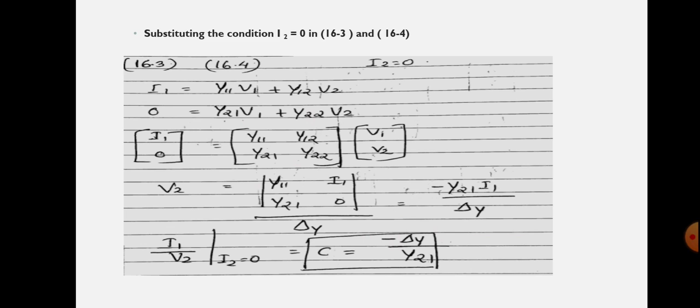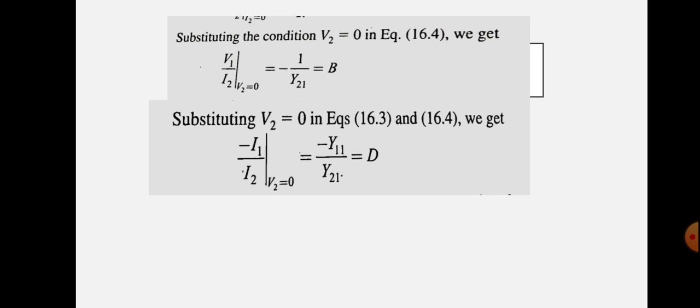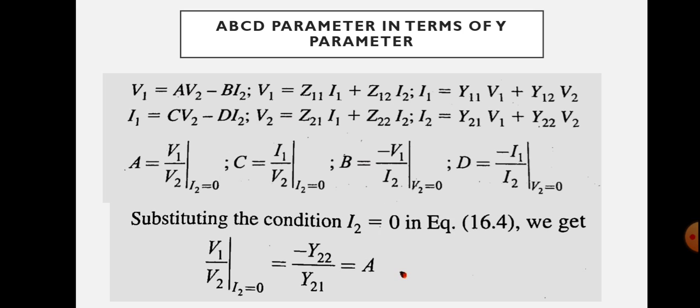Okay, next you can find the relation between B and Y. For that you are taking B as minus V1 by I2. It is obtained by setting V2 equal to 0. Whenever V2 equal to 0, what will happen? You can take this equation when V2 equal to 0, that is 16.4. Whenever V2 equal to 0, this term becomes 0. So the rest of the terms are this, I2 equal to Y21 times V1.